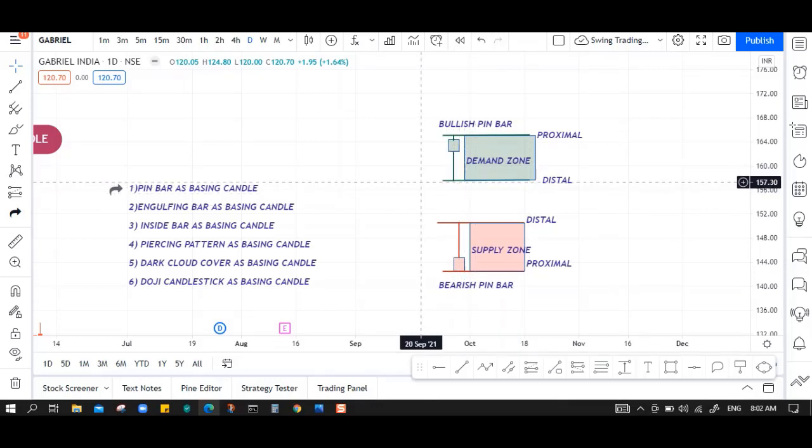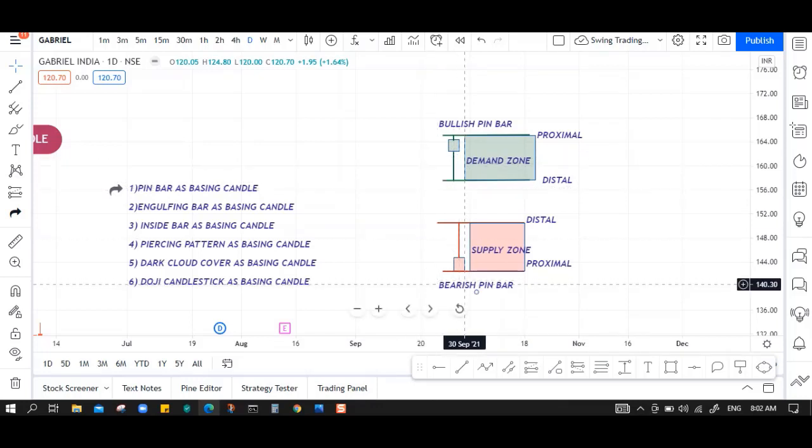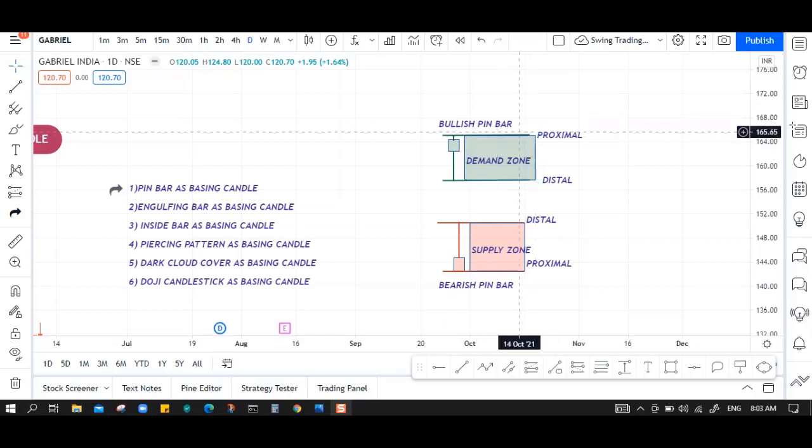So we can look at this figure here. This is the bullish and this is the bearish. When this bullish pin bar forms as a basing candle in the demand zone, we simply draw the proximal line at the upper shadow and the distal line at the lower shadow. By drawing the proximal and distal lines here, we get a potential demand zone. But if the pin bar doesn't have any nose, I mean any wick, we can draw the proximal line at the close of this candle.